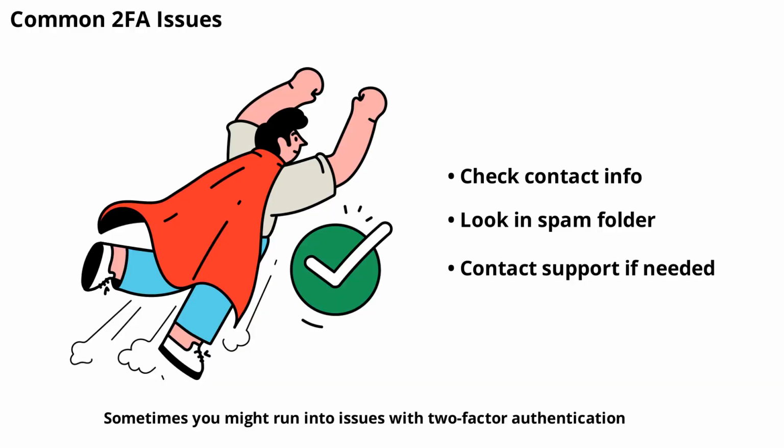Sometimes, you might run into issues with two-factor authentication. Maybe you didn't receive a code, or your code isn't working. Double-check your contact information, check your spam folder, and make sure your device has a good signal. If problems persist, reach out to the SSA support team for assistance.